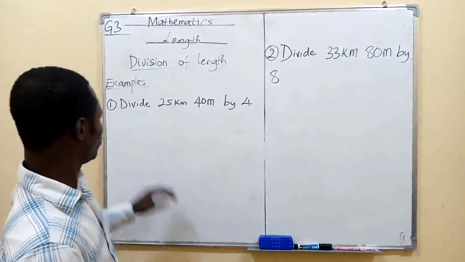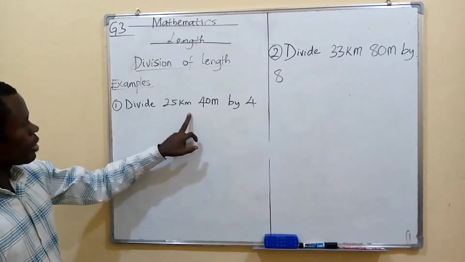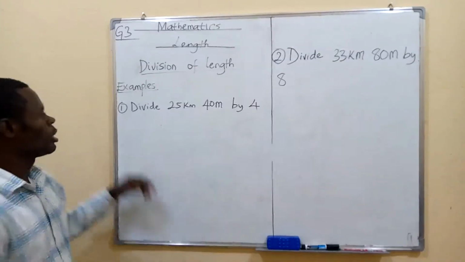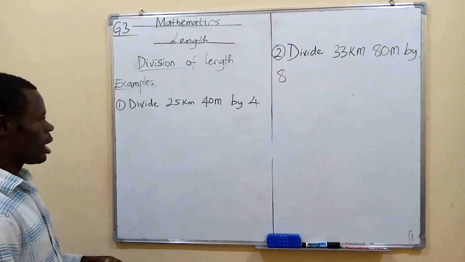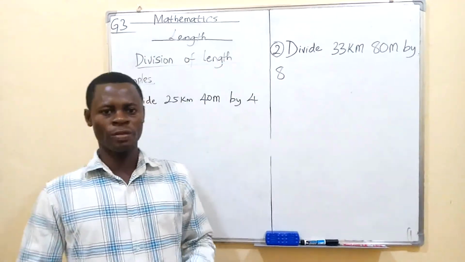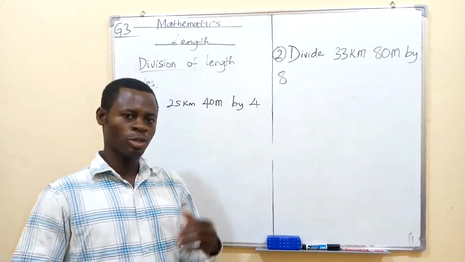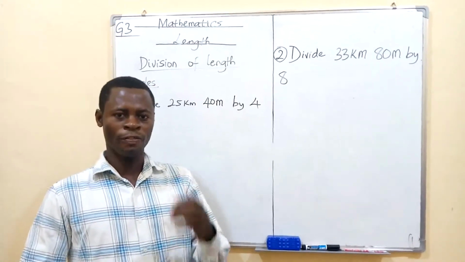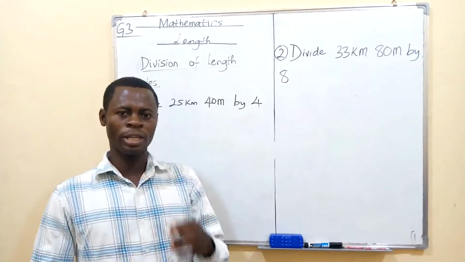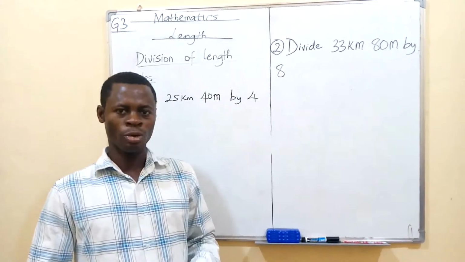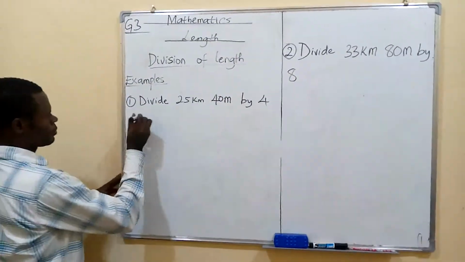Let's proceed with these few examples on the board. Example number 1. Divide 25 kilometers 40 meters by 4. I want you to note one thing in this long division. In long division, we need three concepts in order to solve and arrive at the correct answer. The first concept is division. The second concept is multiplication. And the third one is subtraction. We'll be using these three concepts in our working today. Let's proceed.